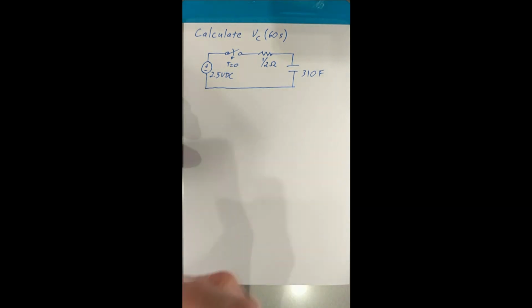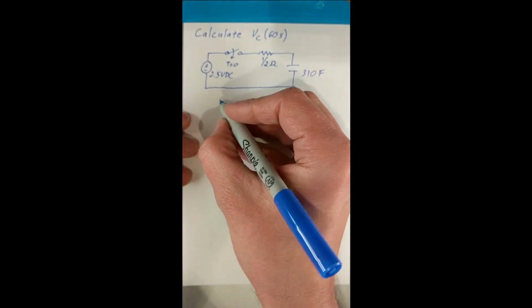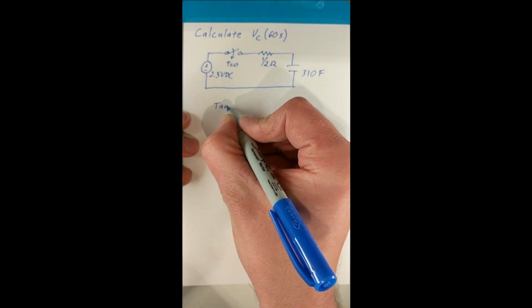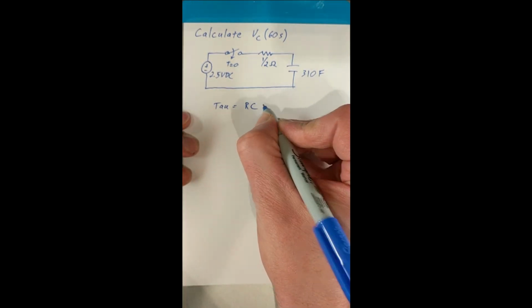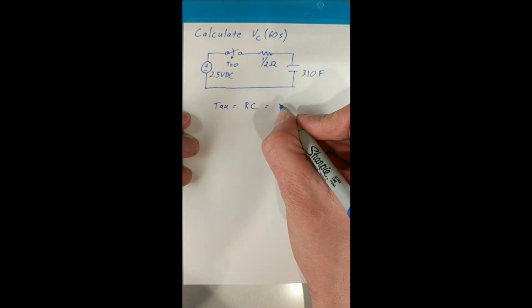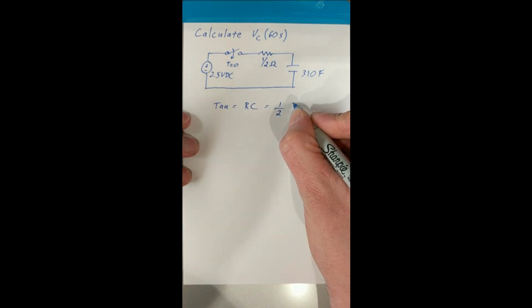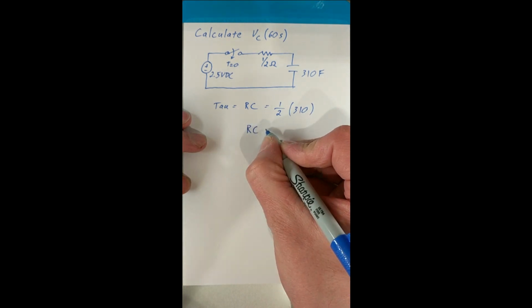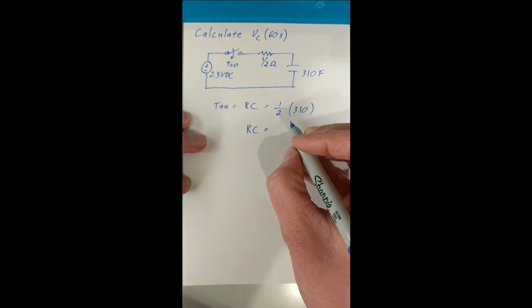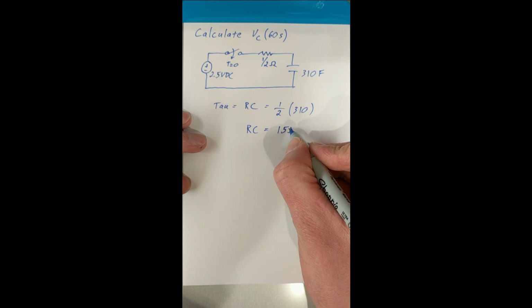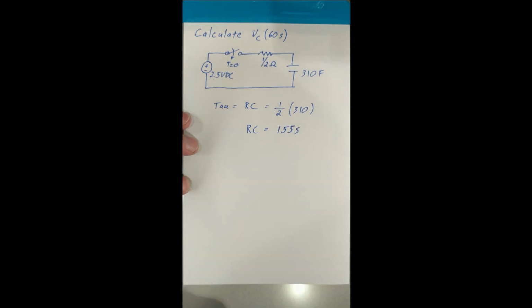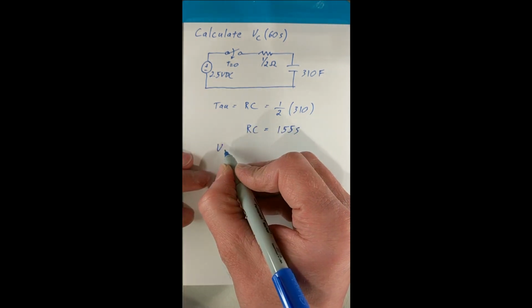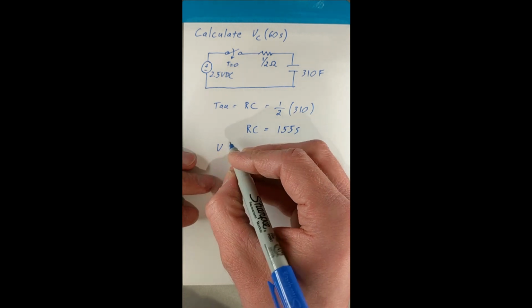To get us started, we first calculate tau. In this case, tau is equal to the product of R and C, which is equal to 1/2 multiplied by 310. So RC is equal to 155 seconds. Once we have tau, we can then calculate the voltage on the capacitor.